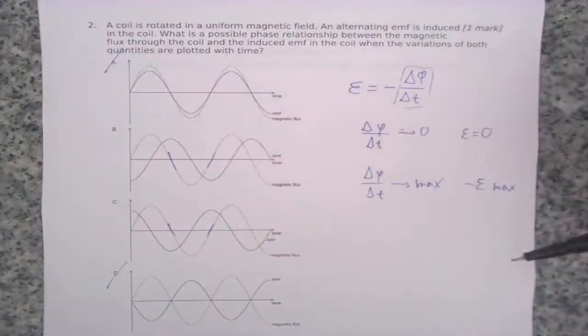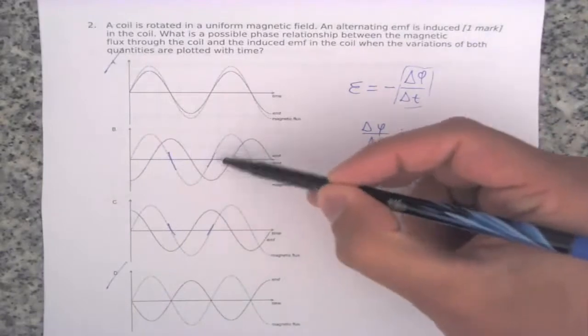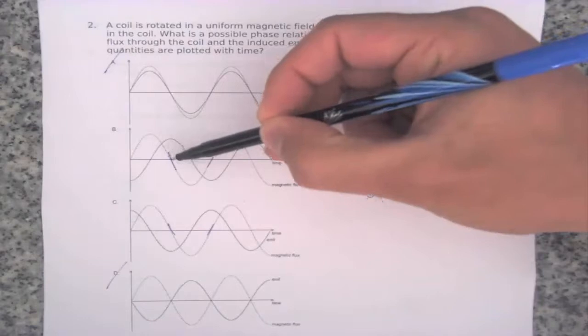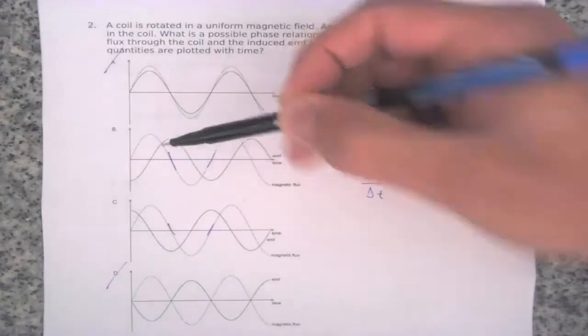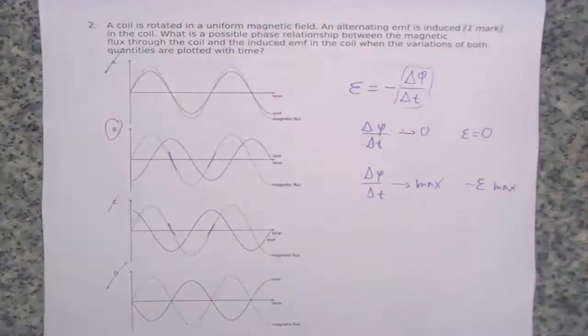So when you have a positive gradient, then you have a negative EMF. For example, here you see the gradient is positive, and it gives you a negative EMF. When the gradient is negative, it gives you a positive EMF. It's the opposite here, so it cannot be C, so your correct answer here is B.